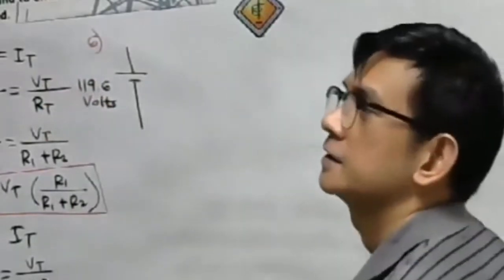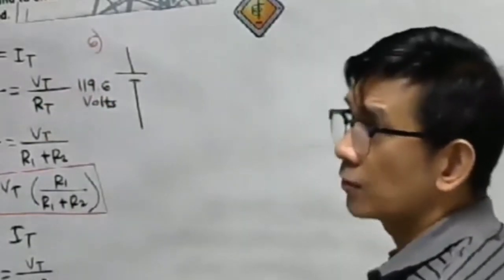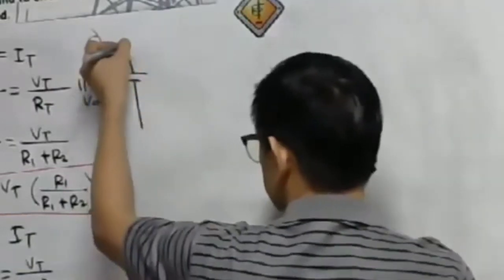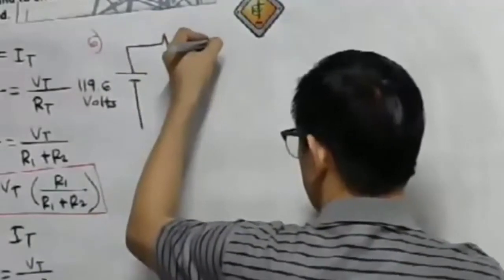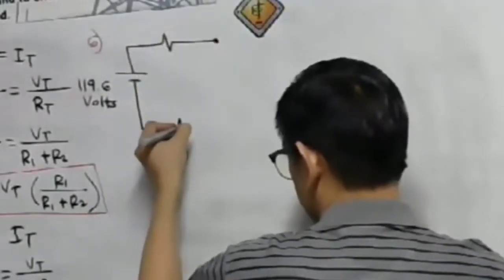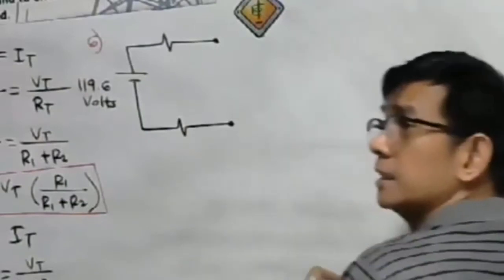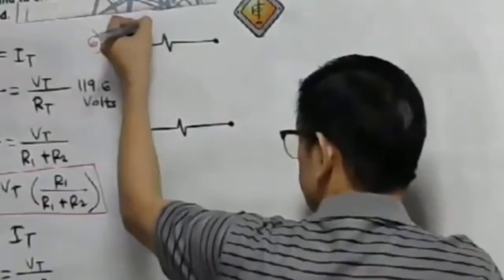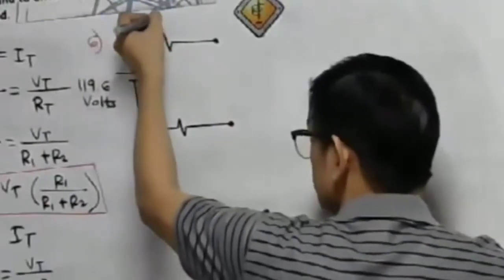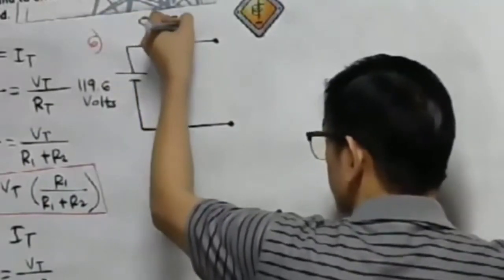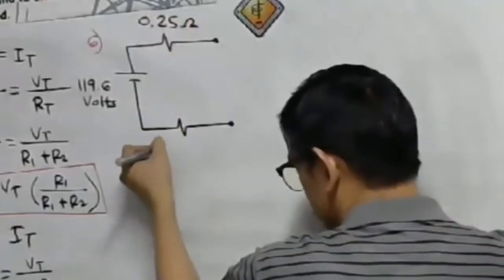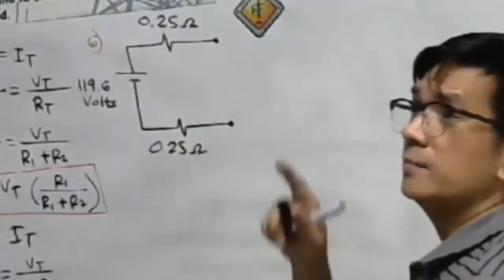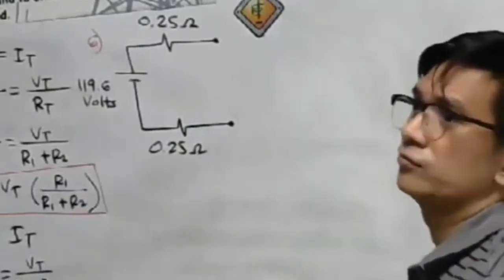Volts through a pair of 0.25 ohm conductors. So we have two resistors here because they are paired, no? So this is 0.25 ohm, 0.25 ohm. Then we have 0.25 ohm. Then we have a 6 ohm load.